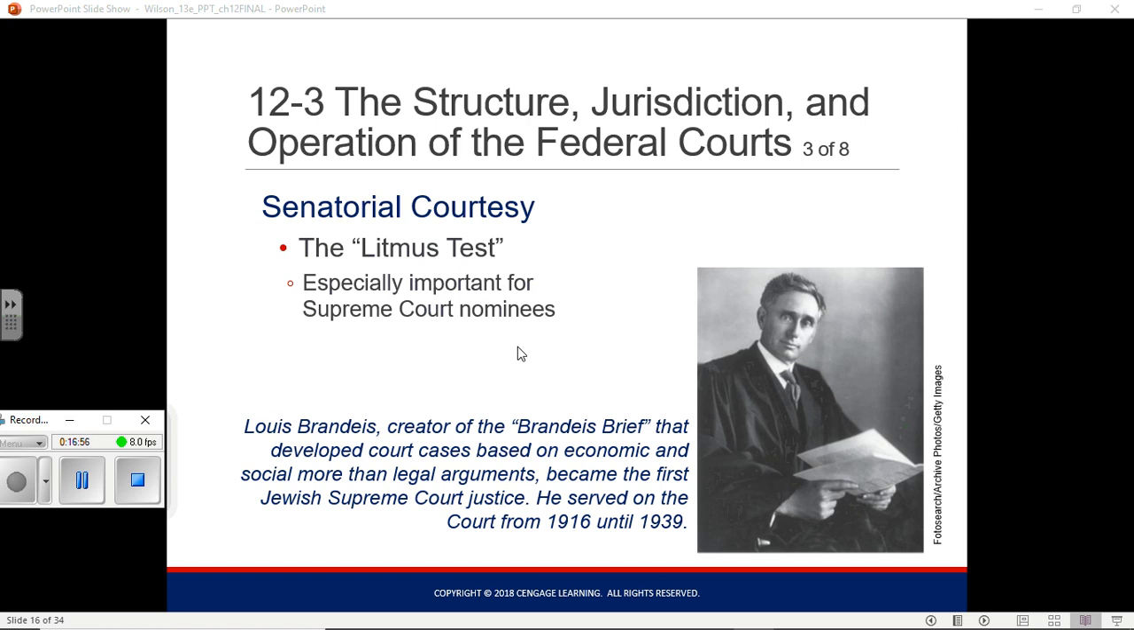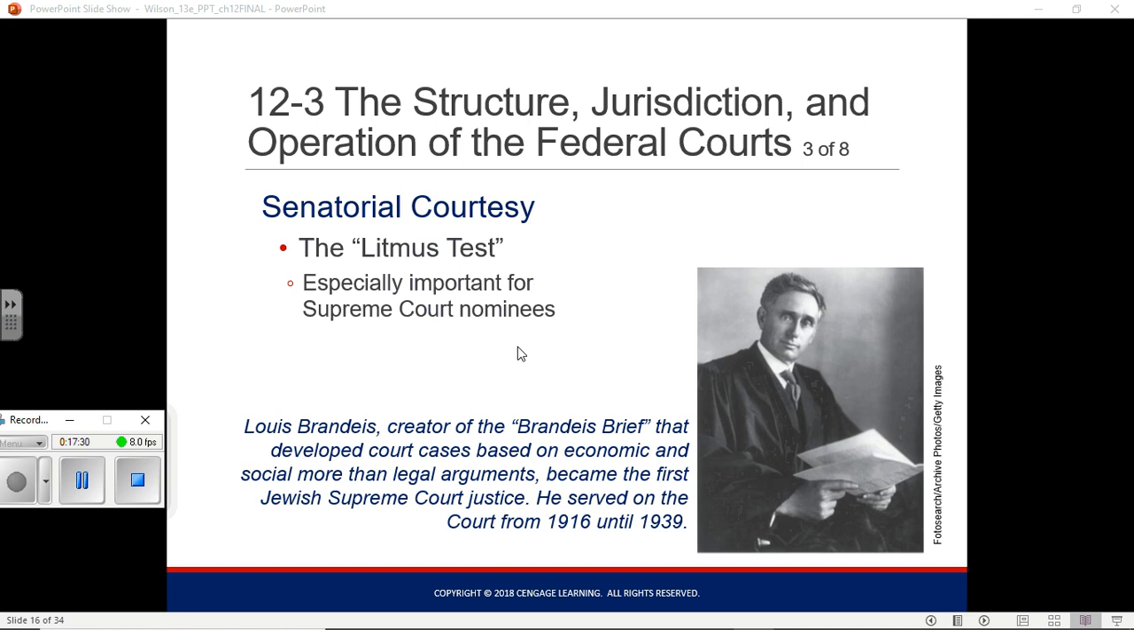Even though they are approved or disqualified based on the Senate's opinion of their qualifications, there is a tradition of what is called senatorial courtesy, which basically allows the senators from a state where a federal district judge is to serve kind of an undue influence. The Senate will not confirm a district judge if the senior senator from the state where the court is located doesn't like it.